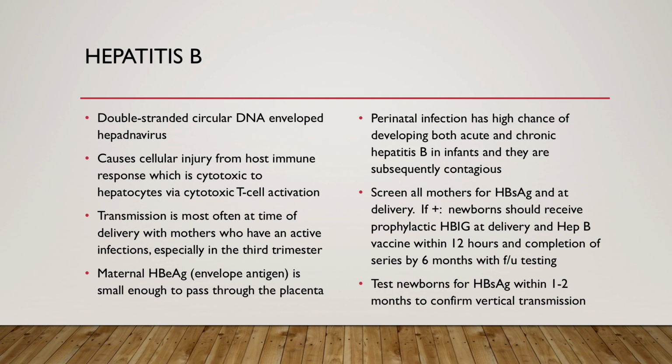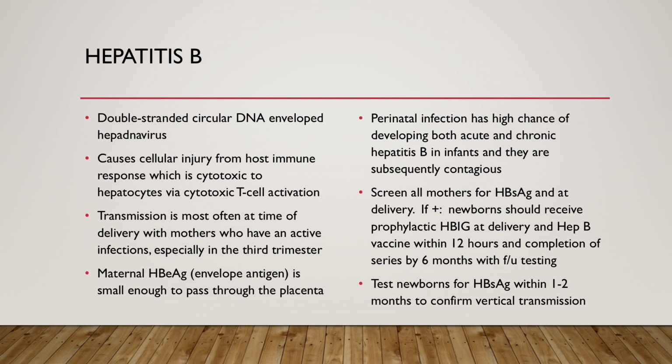Hepatitis B is the next H. Hepatitis B virus is double-stranded circular DNA that's enveloped. It causes cellular injury from host immune response, which is cytotoxic to hepatocytes, via cytotoxic T-cell activation. Transmission is most often at the time of delivery, with mothers with an active infection, usually later in pregnancy.